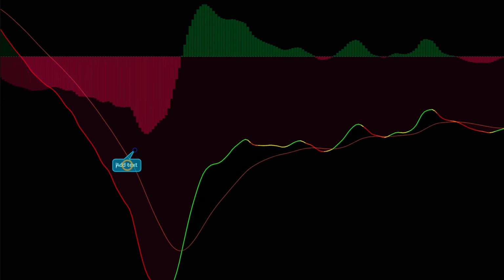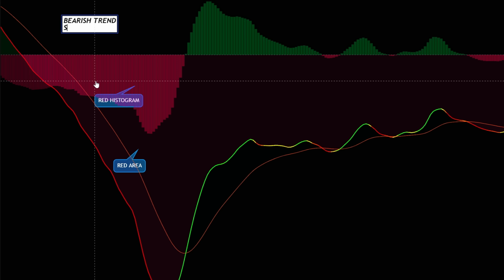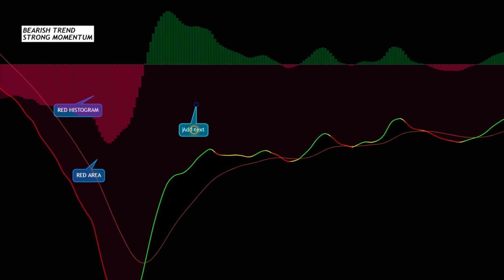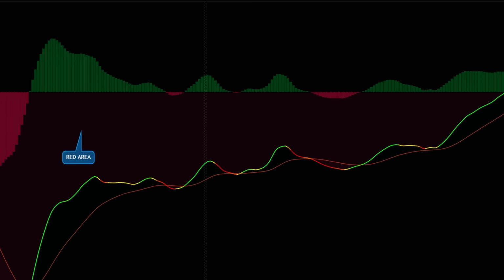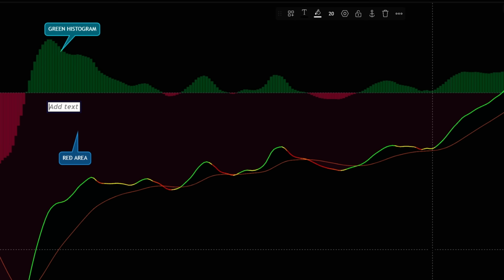If the area is red and the histogram is also red, that means trend is bearish and momentum is strong. That's a potential short setup. And if the area is red and histogram is green, that means the trend is technically down but the momentum is weakening. So wait. This oscillator acts as a noise filter, helping you avoid trades with weak or inconsistent momentum.